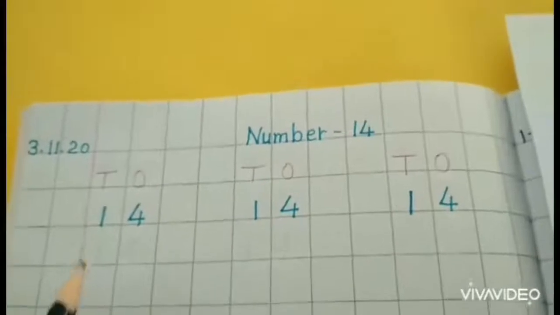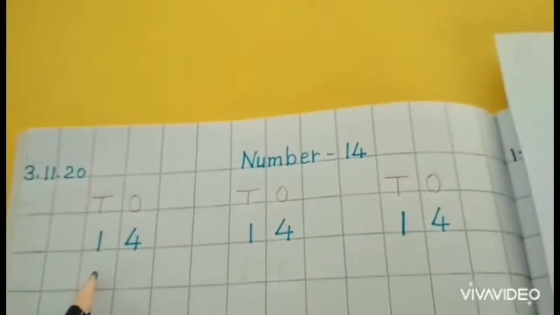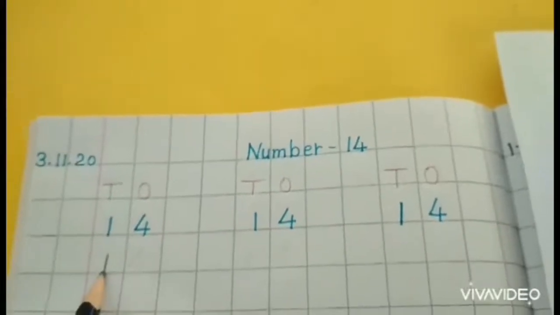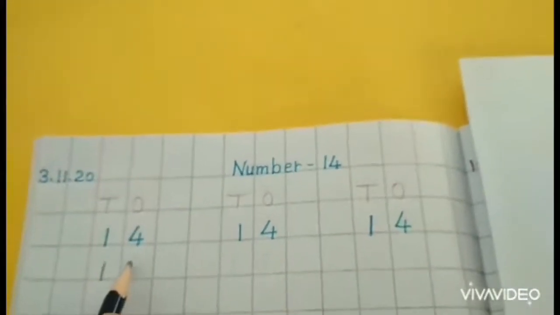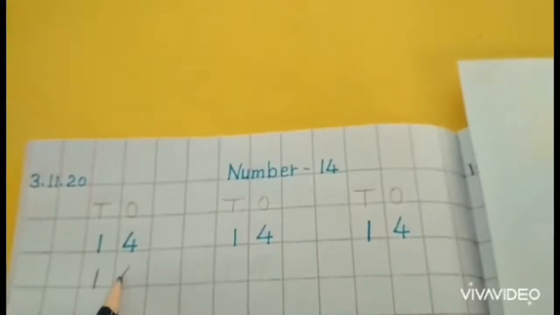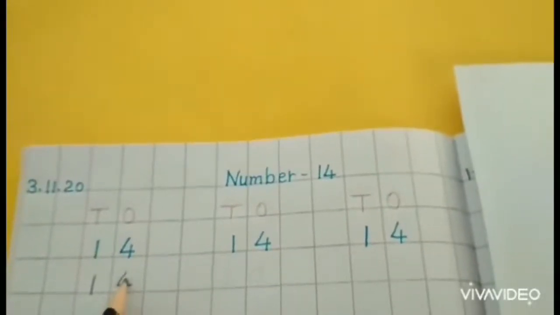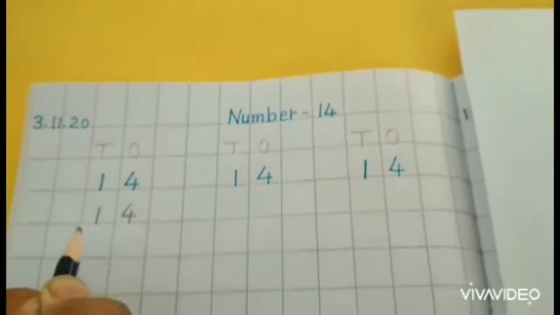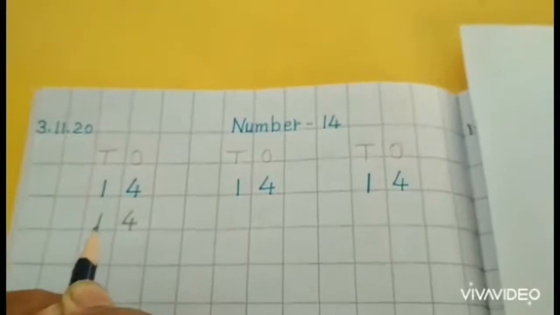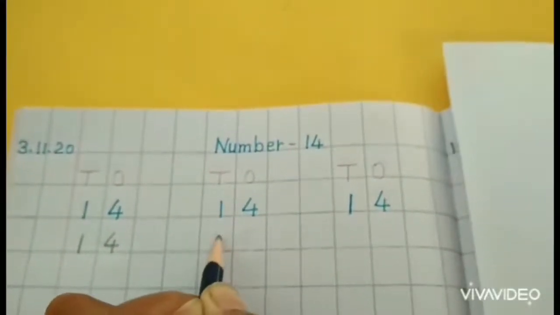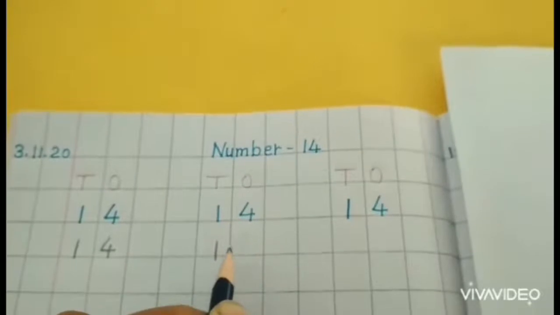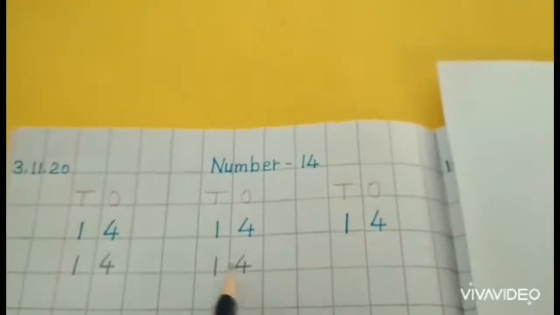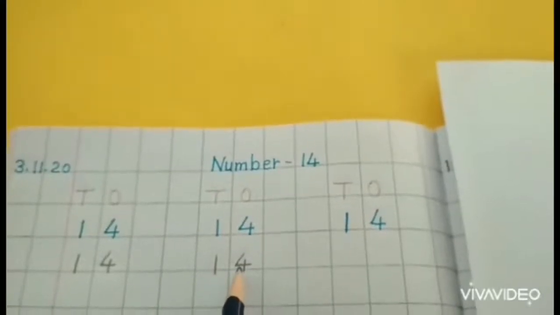Start from the center, make a standing line and touch the bottom line. Number 1. Start from the center, make a slant line, slipping line, standing line, touch the bottom line. Number 4. 1, 4, 14.